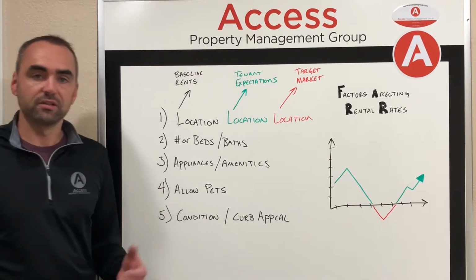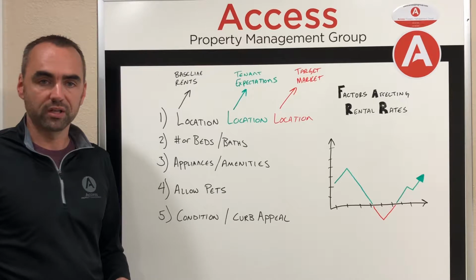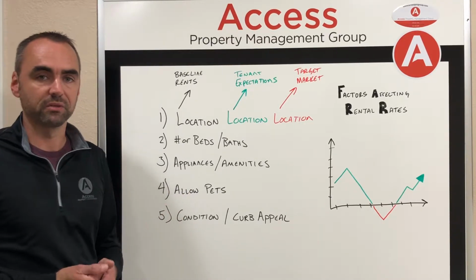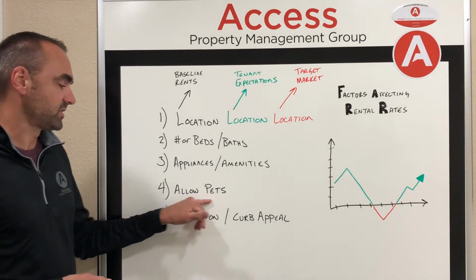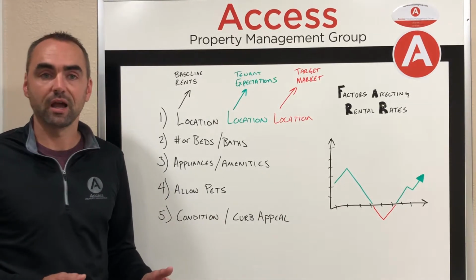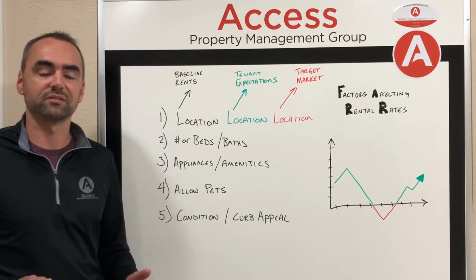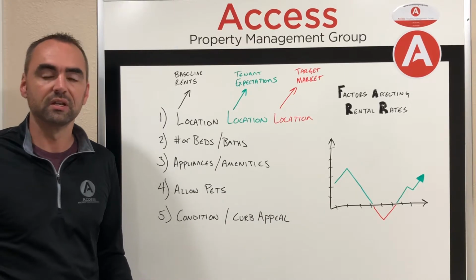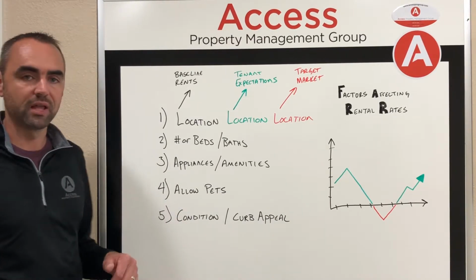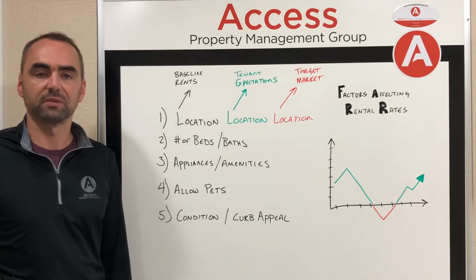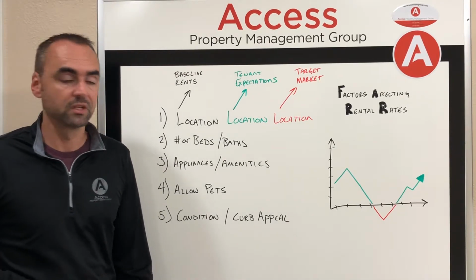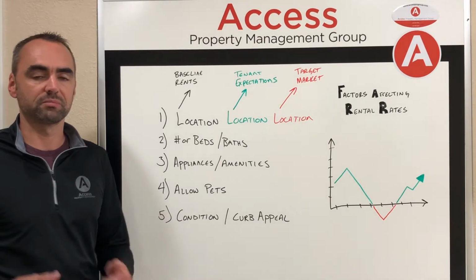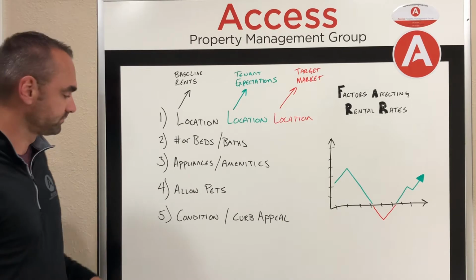Allowing pets. This is another way to decrease your days on market and also get a little bit of an increase in your rent in most cases by charging a monthly pet fee. There's a lot of different estimates on how many renters have pets. I've seen them as high as 65%. Usually it's somewhere around 50%. So right off the bat, if you don't allow pets, you've cut your tenant prospect pool in half or worse. So allowing pets is going to open up that pool, hopefully decrease your days on market, and it's probably going to give you a little bit of a bump in your monthly rent.